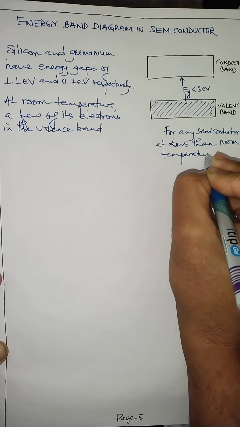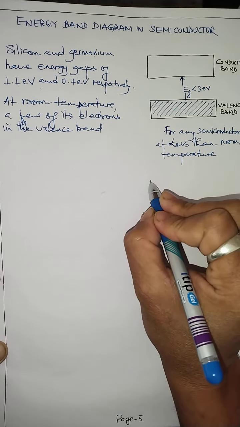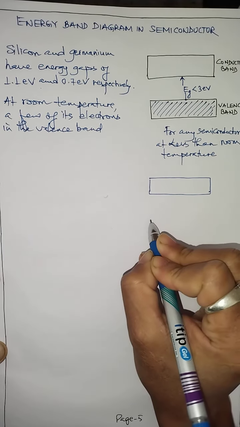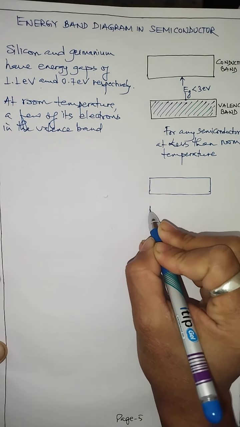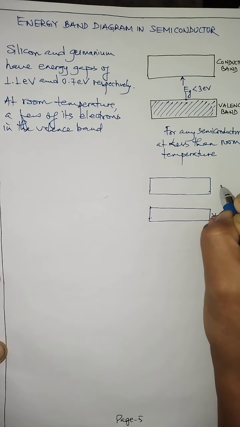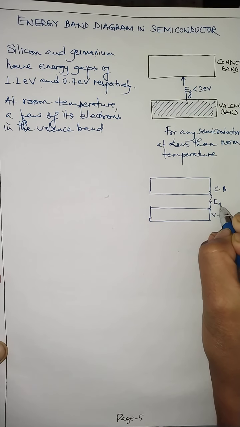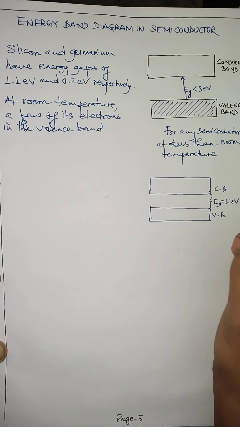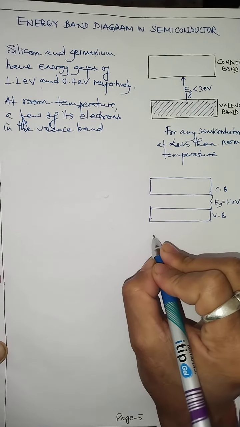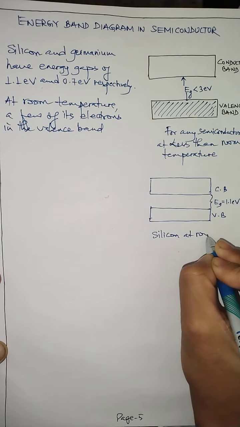But we can take the semiconductor at room temperature also. So let me take the example of silicon and draw the diagram. Now this is the valence band and this is the conduction band. For silicon, the energy gap is 1.1 electron volt. Now this is silicon at room temperature.